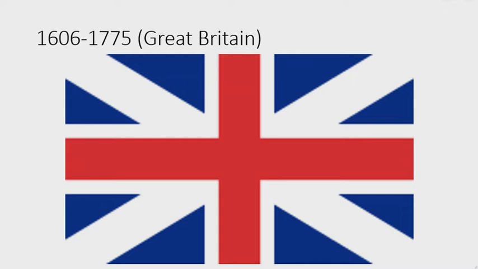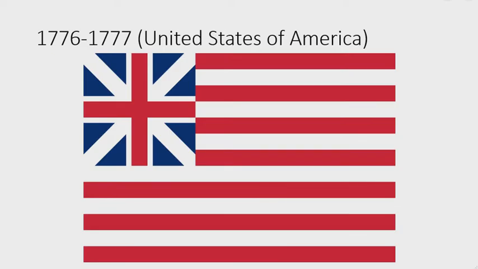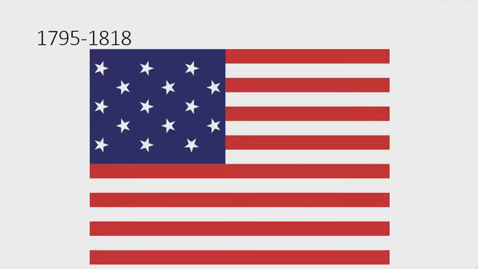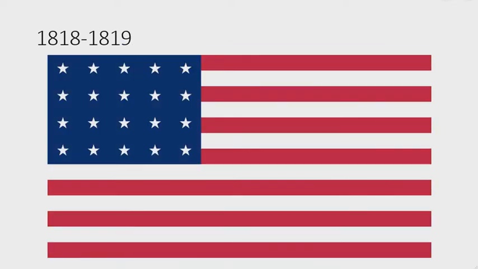1606 to 1775, there is the old Union Jack. 1776 to 1777, the Union Jack is now a square and surrounding it, there are 13 red and white stripes. 1777 to 1795, the Union Jack is now a dark blue rectangle with 13 white stars. 1795 to 1818, there are now 15 stars and 15 stripes.